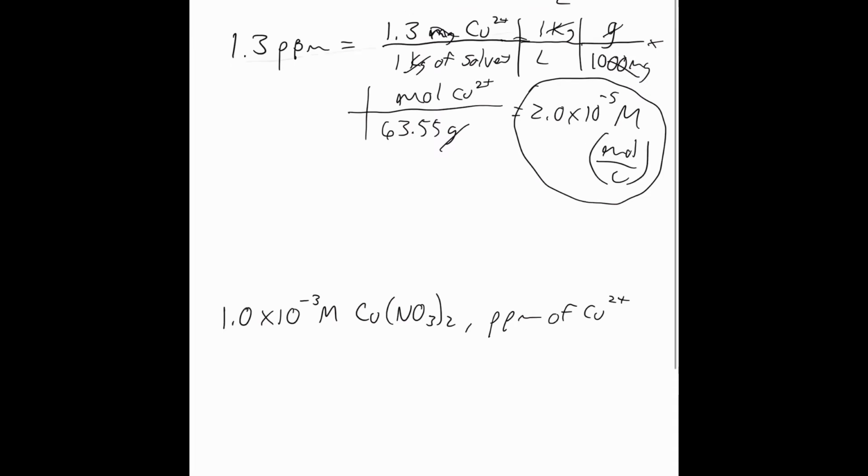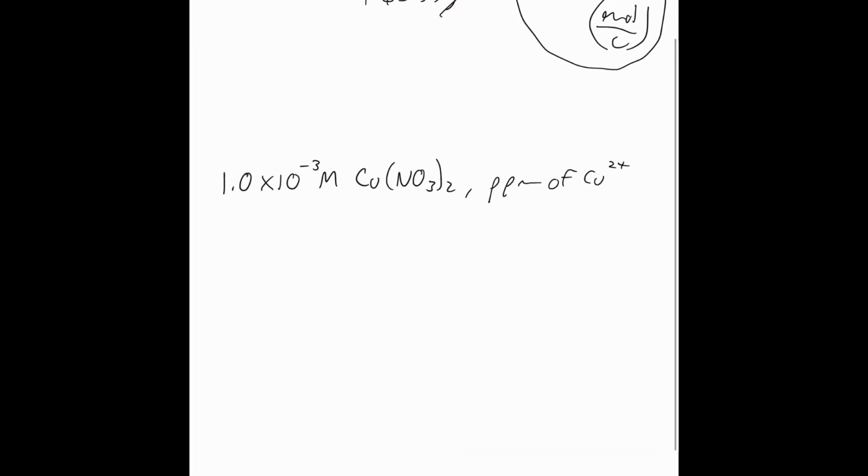Okay. So now let's take our 1 times 10 to the minus 3 molar copper nitrate, and let's figure out what the parts per million of copper 2 plus is. Now remember, we can't find a bottle of just copper 2 plus on the shelf. It's a salt. It's always going to have an anion, something like nitrate or chloride associated with our copper. So let's say we found in the lab a 0.001 molar copper solution. Let's figure out the parts per million.